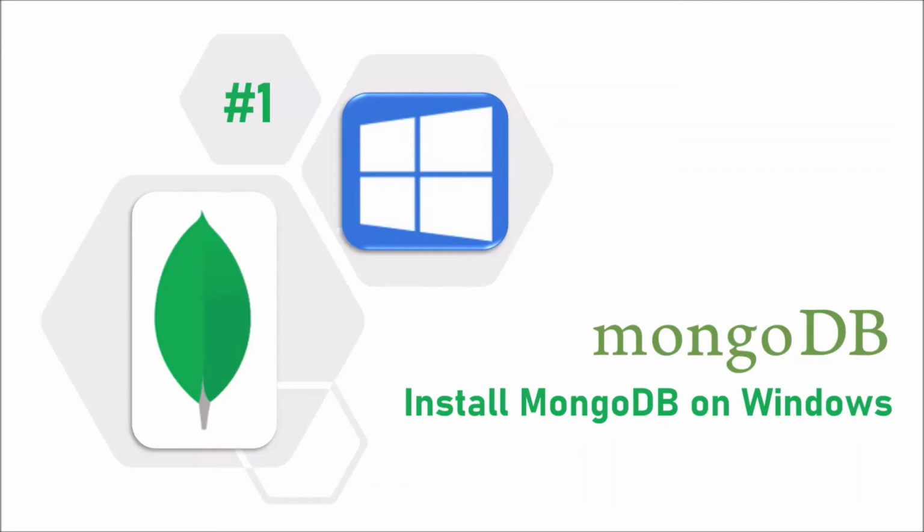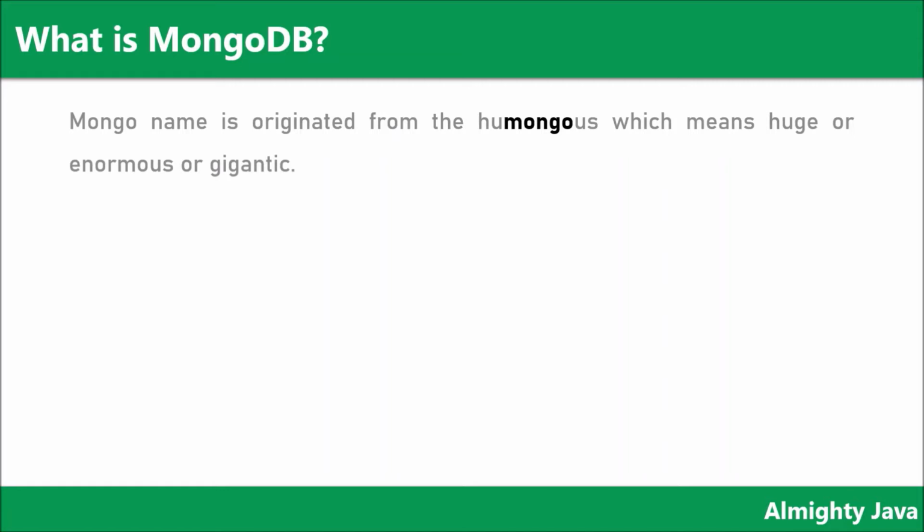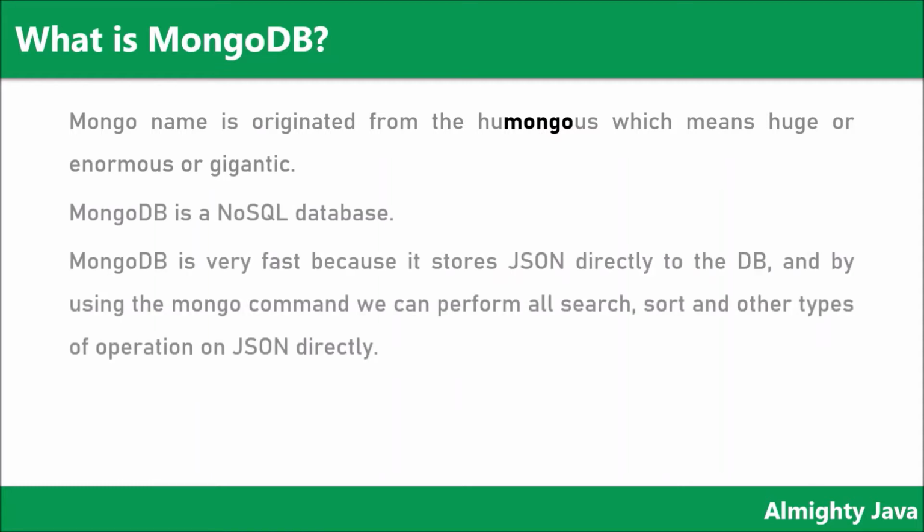In this video, we will see how to install MongoDB in the Windows operating system. The name Mongo originated from the word humongous, which means huge, enormous, or gigantic. MongoDB is a NoSQL database. It is very fast because it stores JSON directly in the DB, and by using the Mongo command, we can perform all search, sort, and other types of operations on JSON directly.